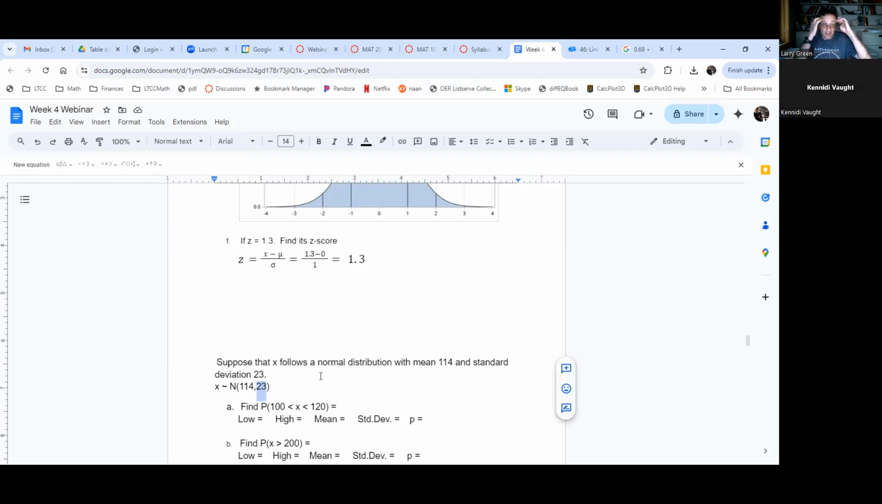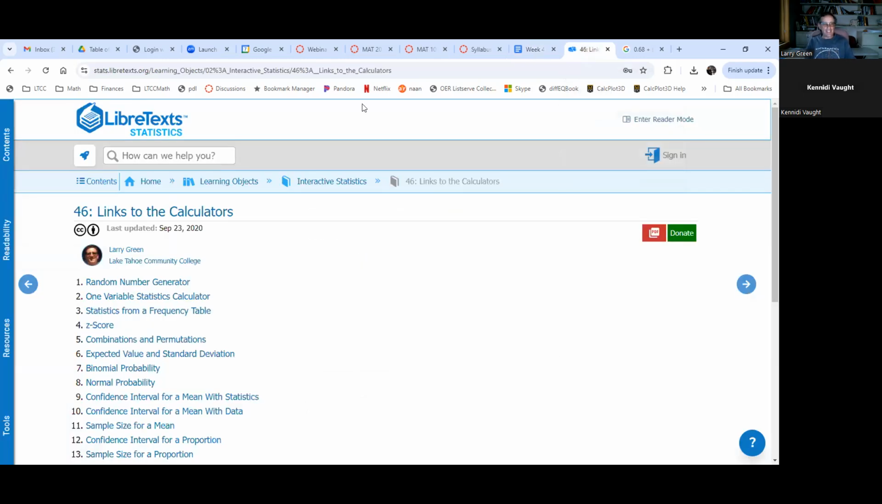All right, so the next thing we're going to do is find the probability that x is between 100 and 120. Okay, and I will let you know this is very different than the ones we just did. There's no way you're going to be able to come up with this one just with a quick little calculation. Instead, you're going to need a calculator. Any guess what calculator number we're going to need for this?